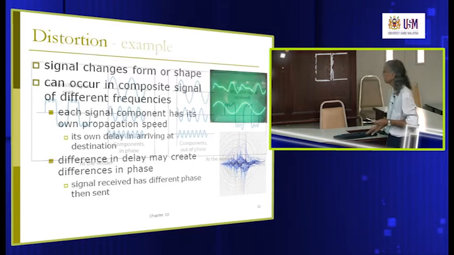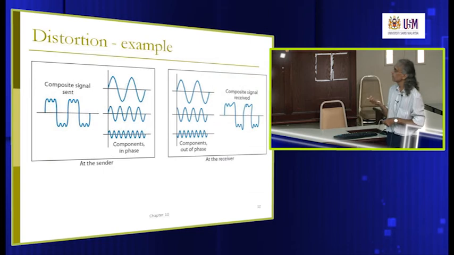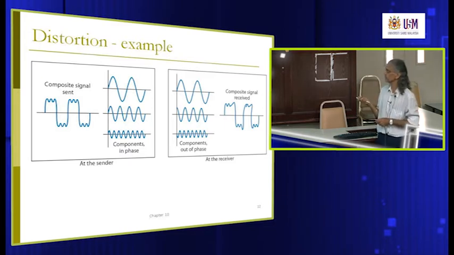So let's take an example here. Right? For example, like this. So this is the composite signal. It's made up of three different frequencies. Three different signals are combined to make one composite signal. And in the beginning, at the sender side, the phase of the three individual signals is the same. So at point zero, they're going up. At point zero, they're all going up. Right? They're the same phase.